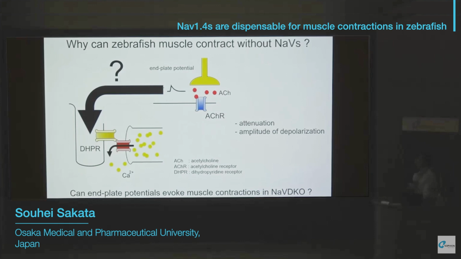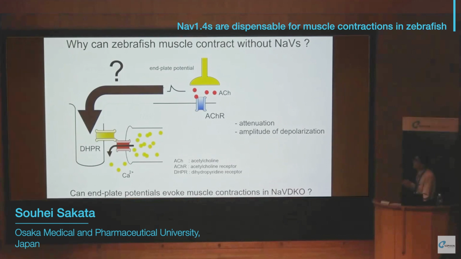Why can zebrafish muscle contract without NaV? One simple idea is that the end plate potential can directly activate DHPR, but in general, membrane potential is attenuated when traveling across the membrane. When it reaches the DHPR, the magnitude of depolarization is much smaller. And the end plate potential is originally not large enough to stimulate DHPR.